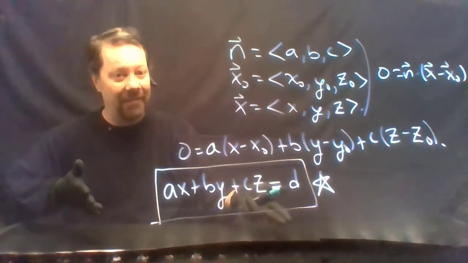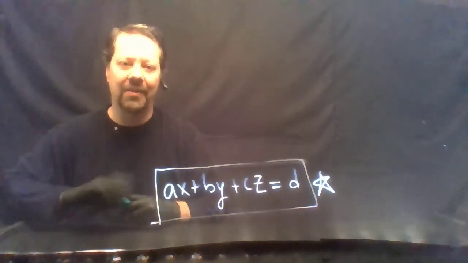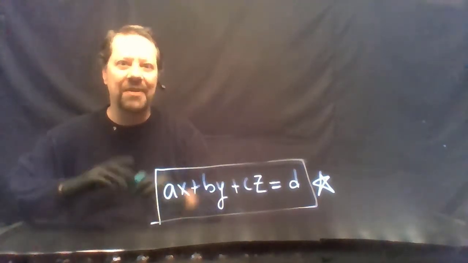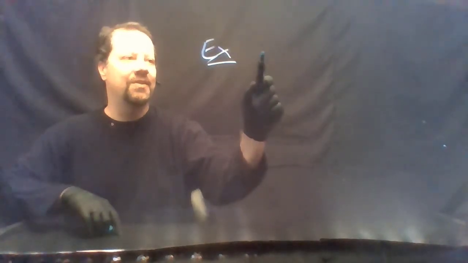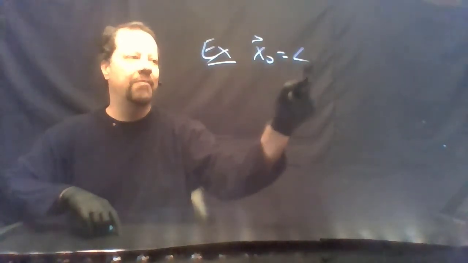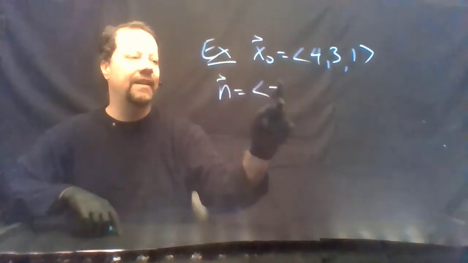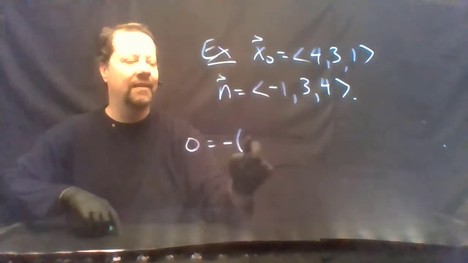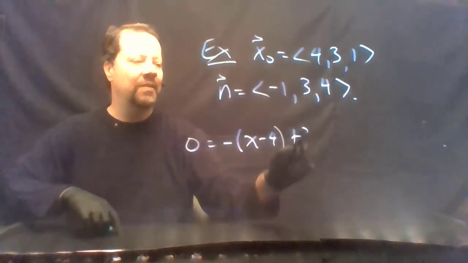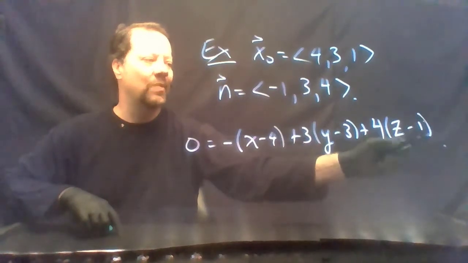I give you the equation of a plane. One thing that is a little less satisfying to me about this form of the equation of a plane is that it doesn't have as much geometric information staring me in the face. There is some geometric information, just not as much. So for example, let's suppose that we have a point on the plane given by (4, 3, 1), and we have a normal vector to the plane given by (-1, 3, 4). Then the equation of the plane is -1 times (x - 4) plus 3 times (y - 3) plus 4 times (z - 1).